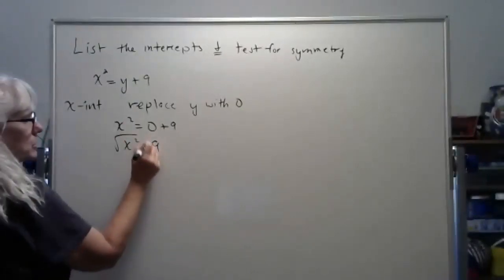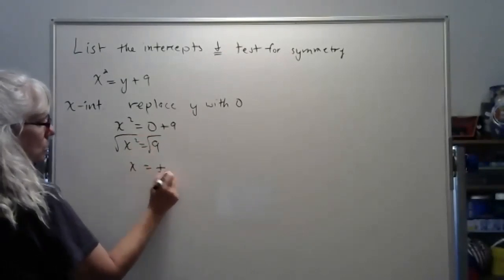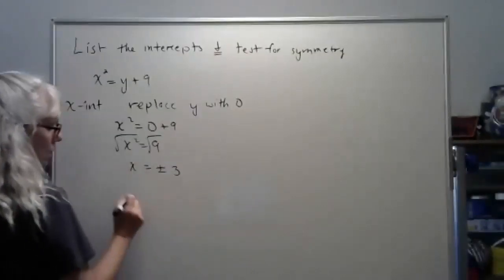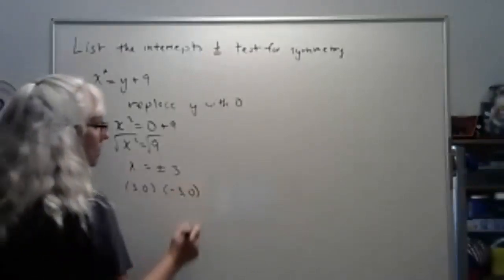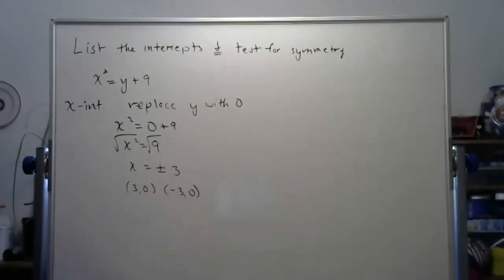And then we'll square root both sides. So x would equal plus or minus the square root of 9, which is 3. So the x-intercepts are at 3, 0, and negative 3, 0. Good. Pretty straightforward. Don't forget the plus or minus, or you're missing half of them.